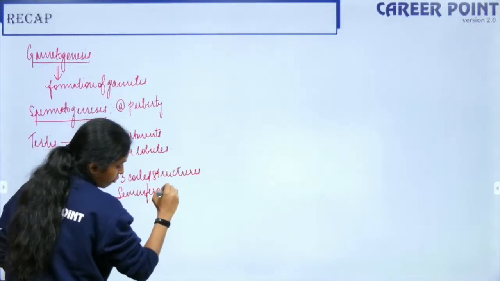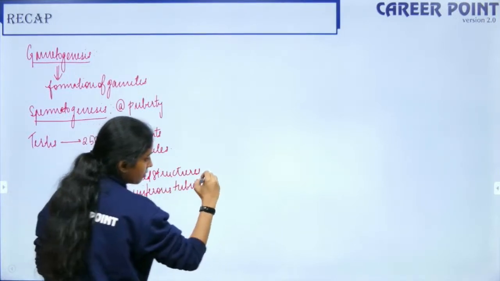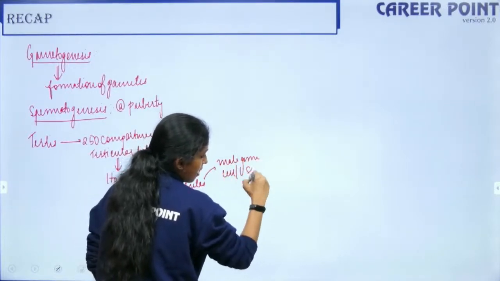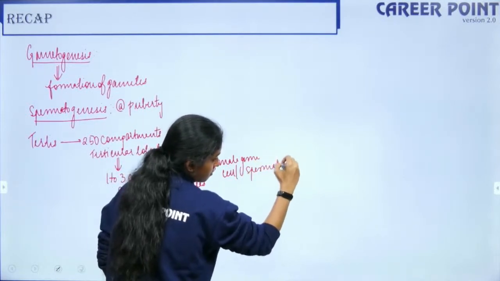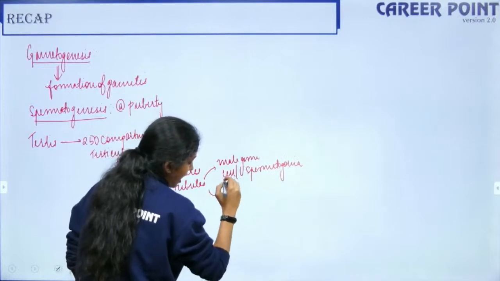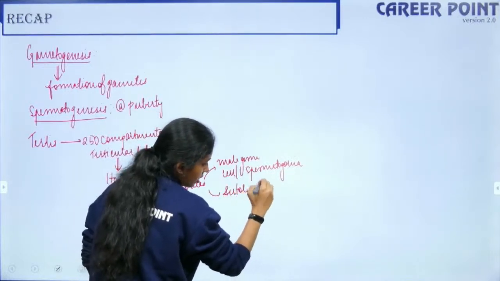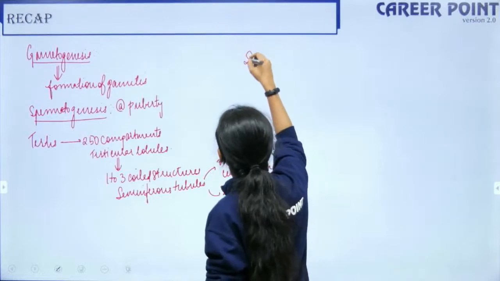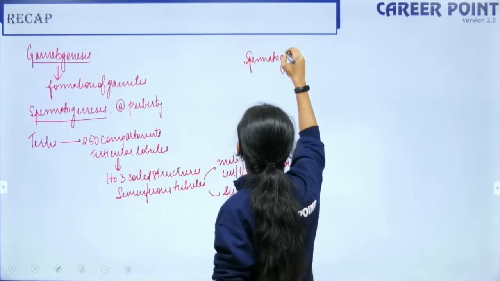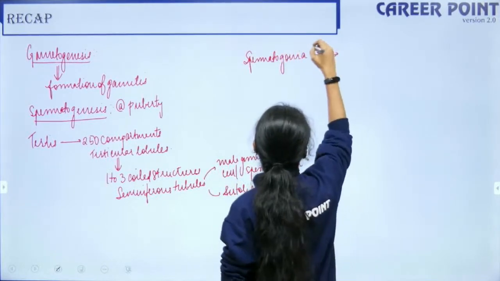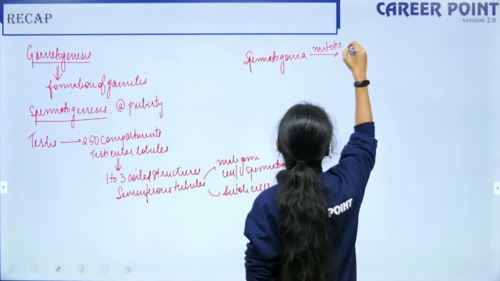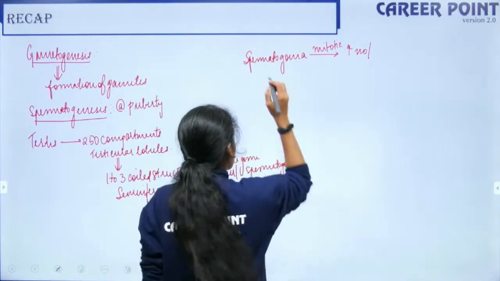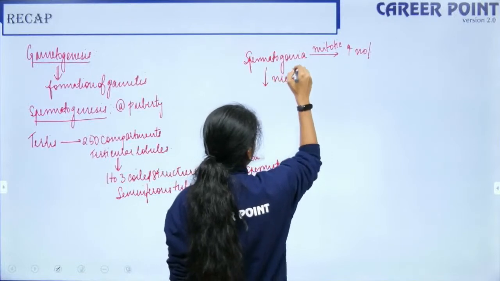Your seminiferous tubules, if you remember, have two types of cells. That is your male germ cell, which is also known as spermatogonia, and your Sertoli cells. The Sertoli cells nourish the growing sperms, but your spermatogonia here is going to play a role. Spermatogonia is plural, spermatogonium is singular. This undergoes mitotic division to increase its number, so that half of the spermatogonia becomes your stem cell. The remaining half is ready to undergo meiotic division.